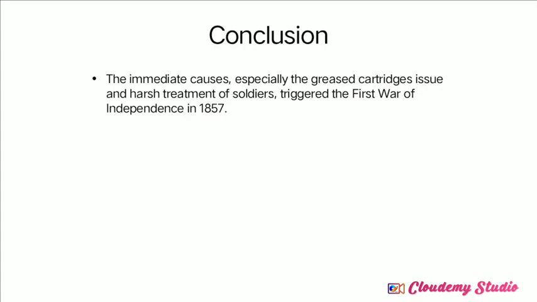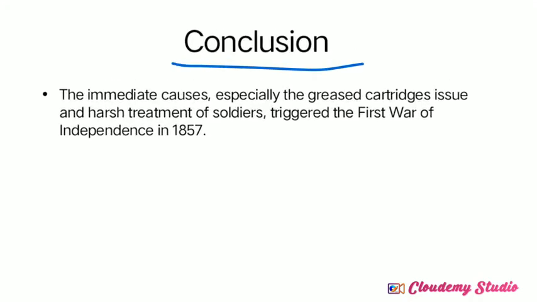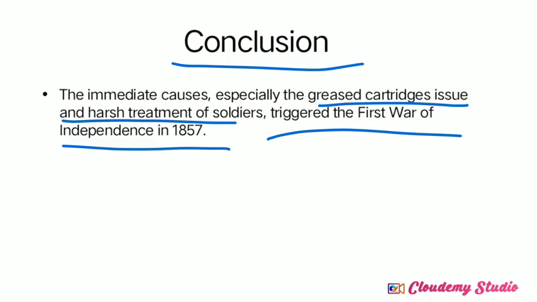So next one, finally, the conclusion is a very important part of your answer. Especially the greased cartridges and the harsh treatment of Indian soldiers triggered the first war of independence. Otherwise, the political causes, socio-religious causes, even economic causes existed from the starting of the rule of the Britishers; when the Britishers started the administration system, at that time also they were struggling from that. But when they introduced these cartridges and Mangal Pandey's attack happened, it triggered the revolt of 1857.